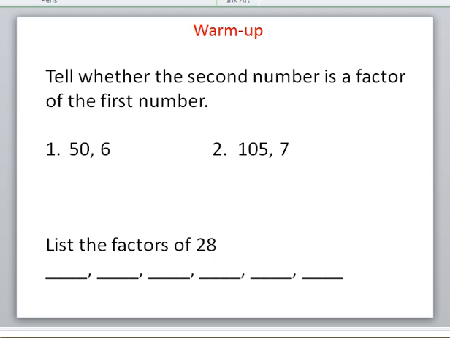Tell whether the second number is a factor of the first number. That type of question is just really saying, does 6 go into 50 evenly? And the answer is no, it doesn't. It goes in 8 times with 2 left over.